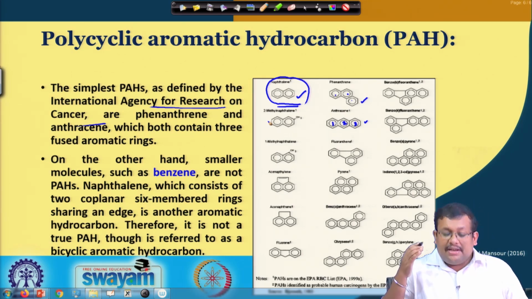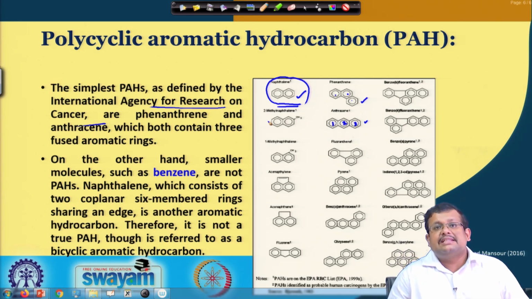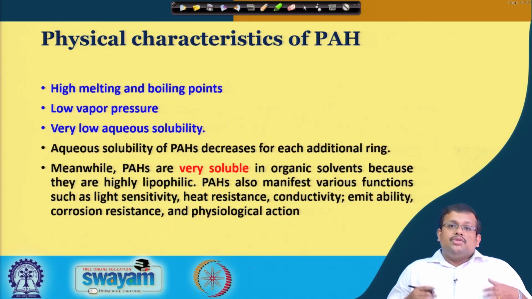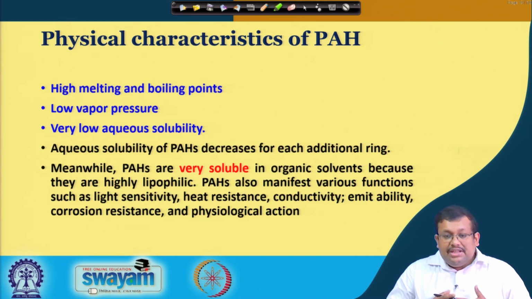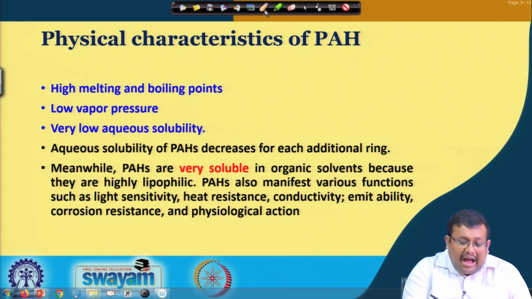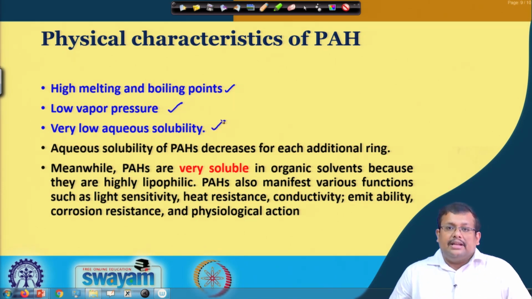However, as far as the structure of PAHs is concerned, phenanthrene and anthracene, both of which show a 3 fused aromatic ring structure, are known as the simplest PAHs among all the PAH compounds. Now, if we see the physical characteristics of PAHs, there are certain important points. First of all, PAH compounds have high melting and boiling points, and they have low vapor pressure and very low aqueous solubility.